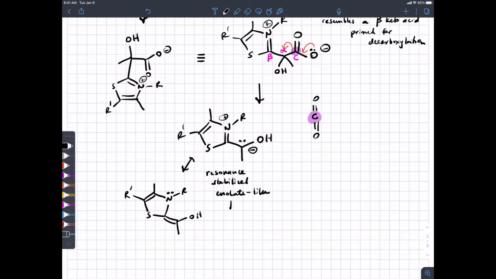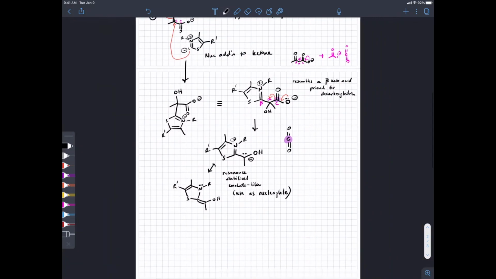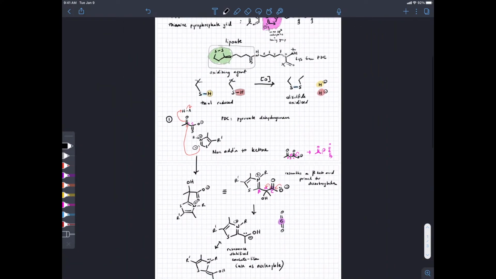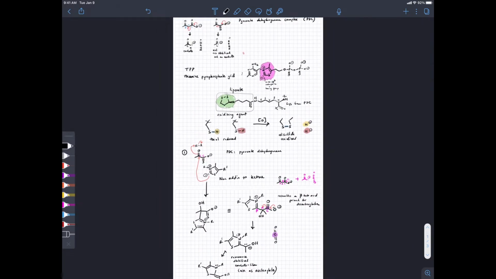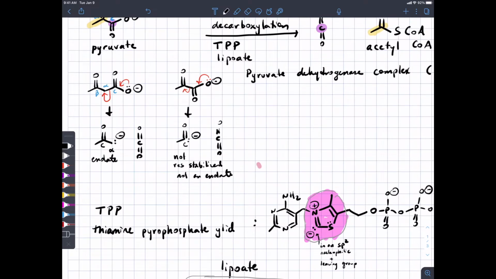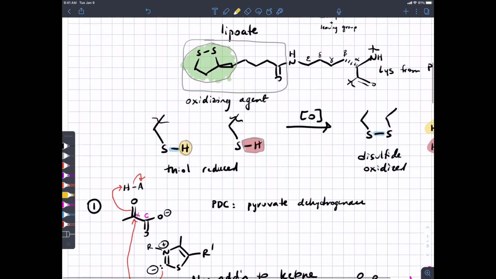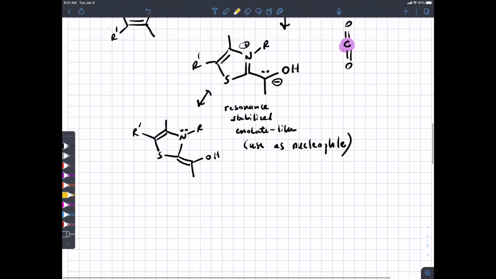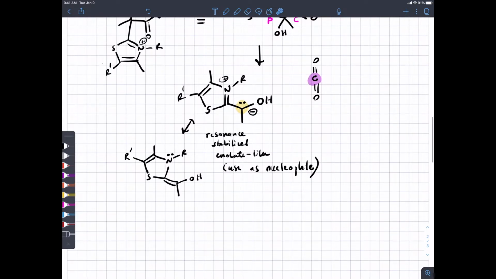So that means we can use it as a nucleophile. But I want you to pay attention to which carbon is nucleophilic. Remember, before I told you that if we did decarboxylation of an alpha keto acid, we would have something that's nucleophilic on a carbonyl carbon. We've basically got that going on here. This was our original carbonyl carbon, and now it's nucleophilic. But the reason it can be is because of the presence of the thiamine group.